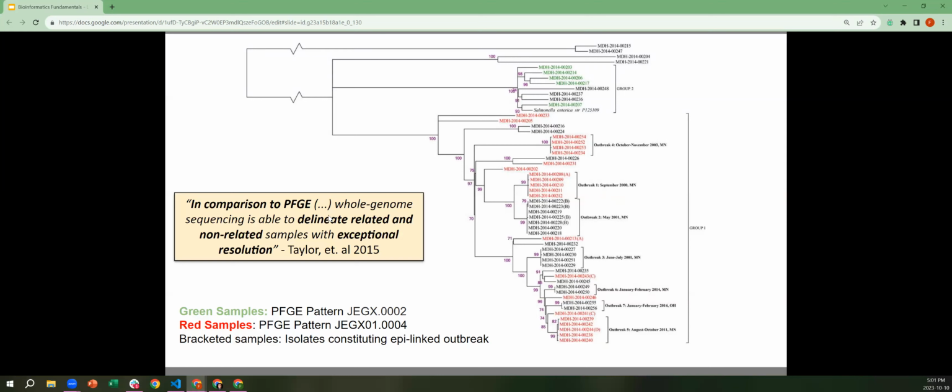So in comparison with pulse field gel electrophoresis, we don't have two groups of samples. We have many nuanced relationships depicted here between these samples with many subclusters within the clusters that were identified by PFGE. Again, kudos to the PFGE community. I have nothing but respect for that technique, but next generation sequencing allows for much greater resolution.